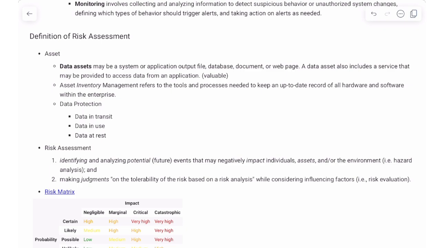And data at rest means on the disk, on the hard disk. So make sure your hard disk is encrypted, or your database is encrypted, and make sure the data has a replica and is safely stored somewhere. Okay, so that is data at rest. Those are the 3 different scenarios when we talk about data protection.